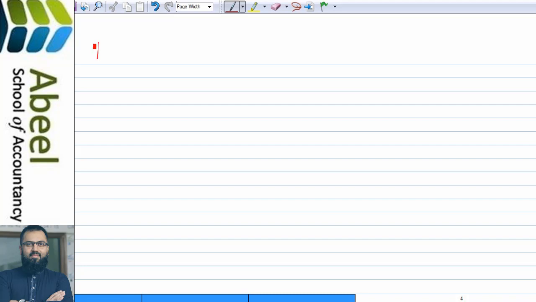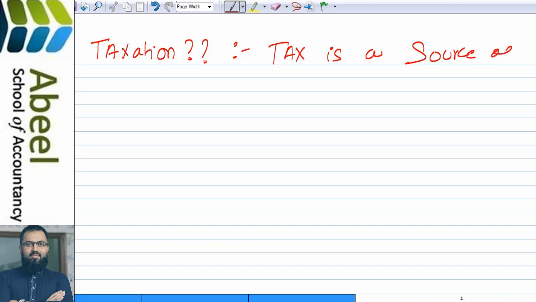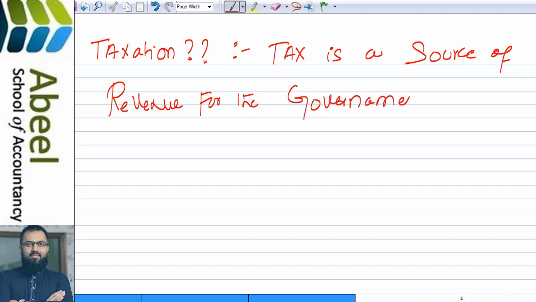The first question is, what is taxation? If somebody asks you, what do you mean by taxation? The answer is, tax is a source of revenue for the government. Repeat. Tax is a source of revenue for the government.